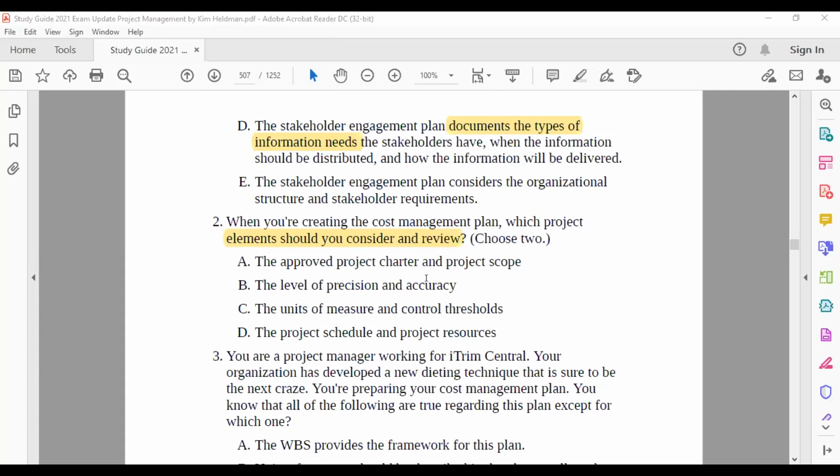Great. To create any management plan, especially the baseline ones, you always need a charter. To create any plan, you need a charter. And for sure, when you are going to calculate the cost, you need the scope. So A is the right answer. And what should be the other answer? The project schedule and project resources. I told you before the level of precision and accuracy.